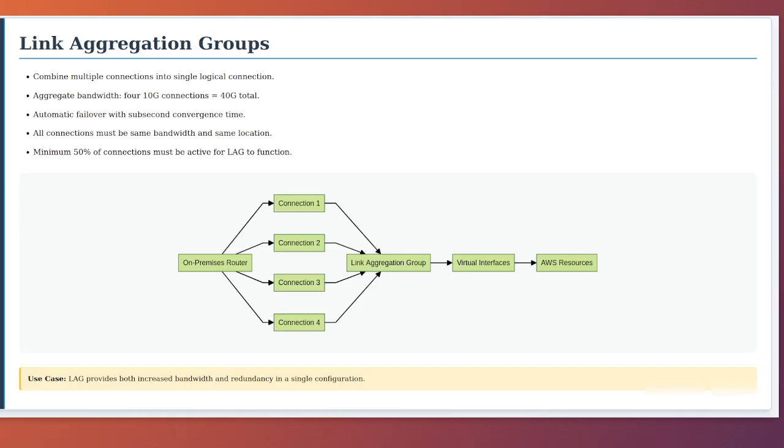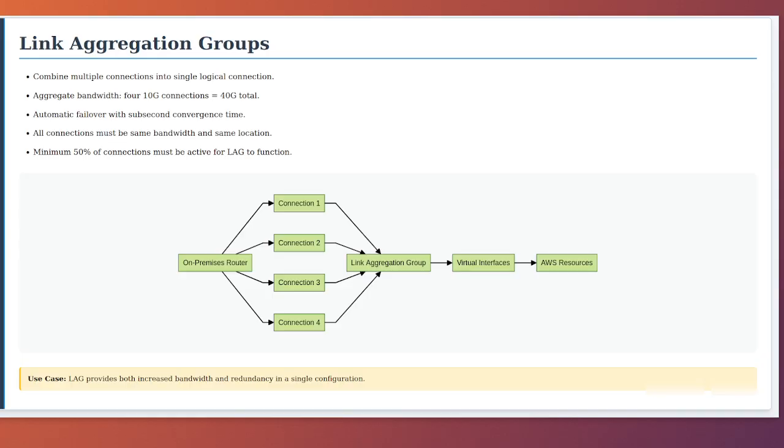The diagram shows a LAG configuration with 4 physical connections between your on-premises router and the AWS Direct Connect location. These 4 connections are bundled into a single LAG from a configuration perspective. You create virtual interfaces on the LAG, not on individual connections. The VIF sees the LAG as a single interface with the combined bandwidth of all member connections. LAGs provide automatic failover. If one of the connections in the LAG fails, traffic automatically redistributes across the remaining connections. The LAG continues to function as long as at least one connection is active.